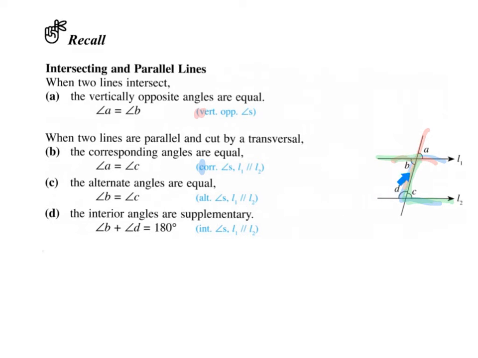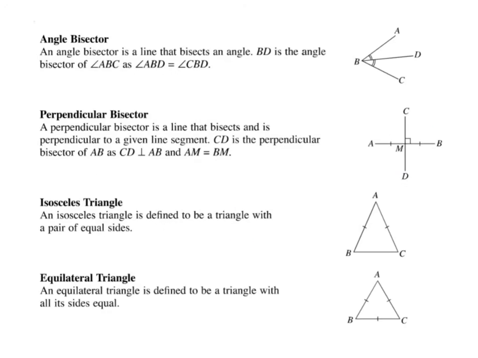Now the meaning of the word supplementary, as I have told you before, is that angle B and D, sorry, add up to 180 degrees. Alright, so these are the relationships between intersecting and parallel lines. Remember again that these are the properties that you learned in junior high 1: vertically opposite, corresponding, interior, and alternate.